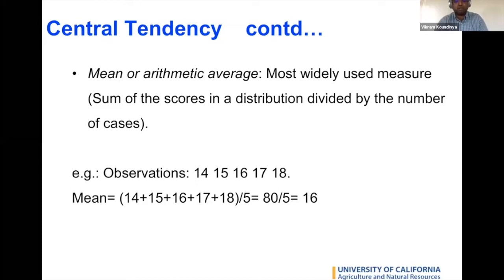This is the sum of all the scores that you collect from your surveys in a distribution divided by the number of cases. These observations can be age, farming experience, or any other experience. Like there are 5 observations here: 14, 15, 16, 17, 18. We'll add all of them up and divide by the number of observations. That will be 80 by 5, which will be the average score, the mean for this distribution.